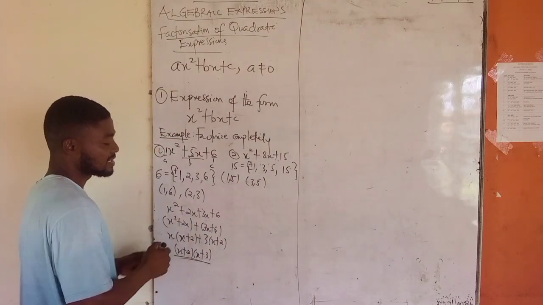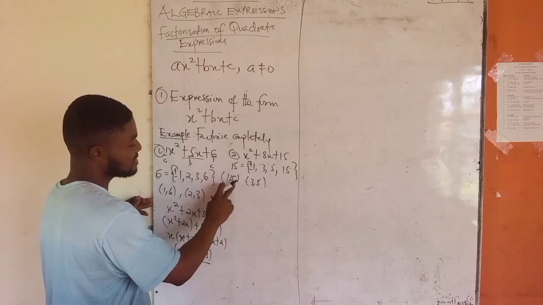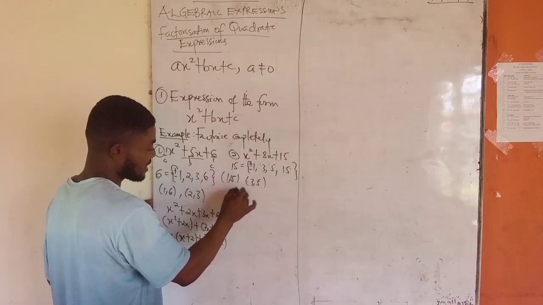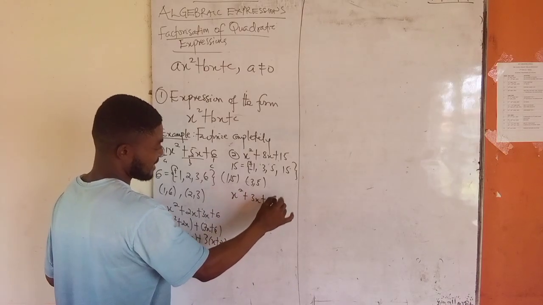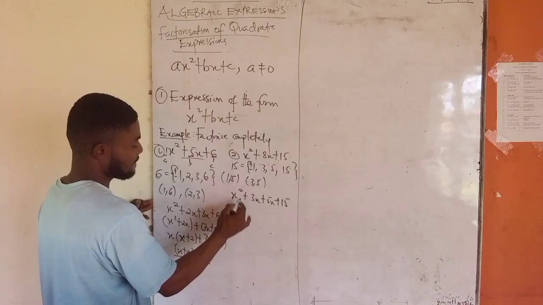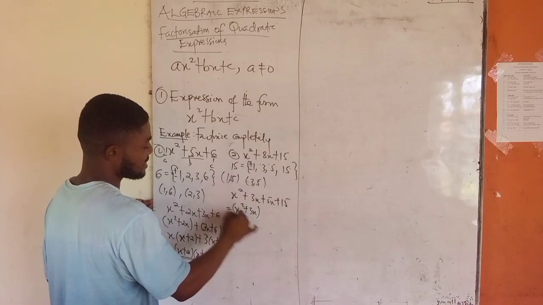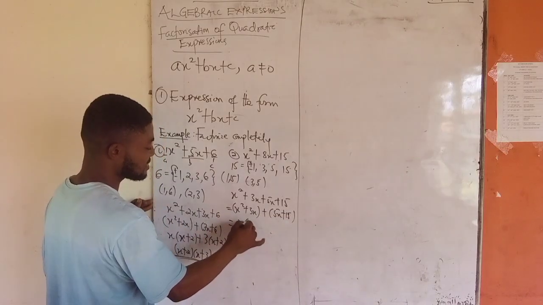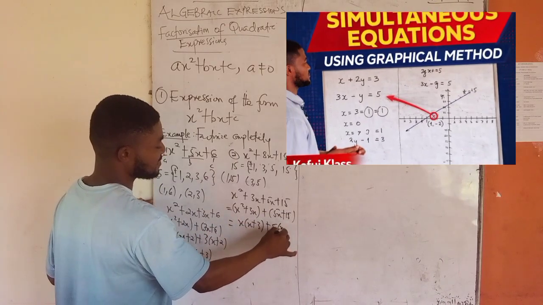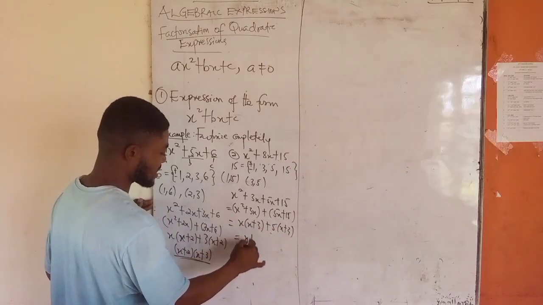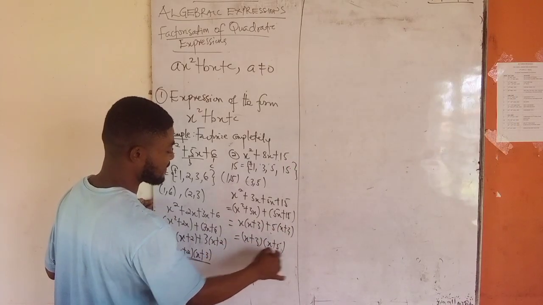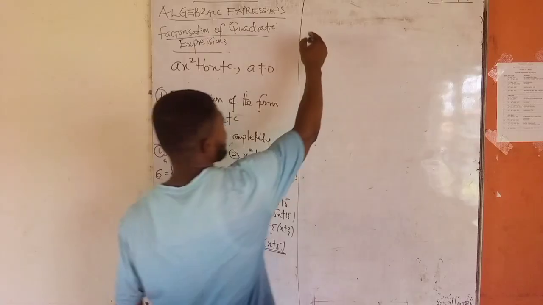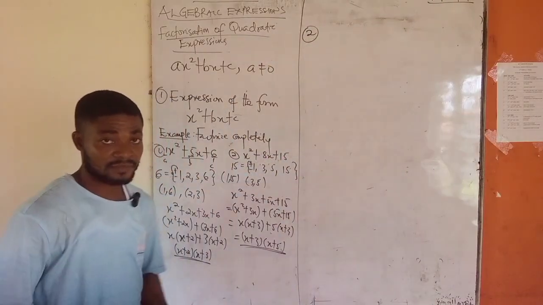So I can now see that 1 plus 15 will be 16, so let me add 3 to 5, giving me the 8 here. So I have x squared plus 3x plus 5x plus 15: x squared plus 3x in one bracket, and 5x plus 15 also in one bracket. So I have x into x plus 3, plus 5 into x plus 3: x plus 3 against x plus 5. So this is also the factorized form of this particular one. If you have any question, you can ask in the comment section.